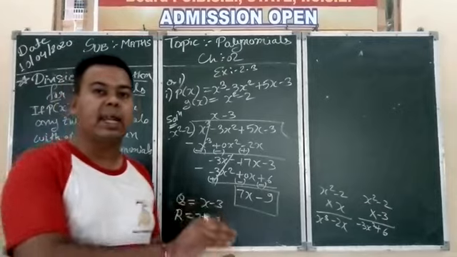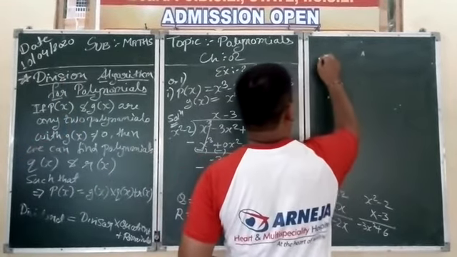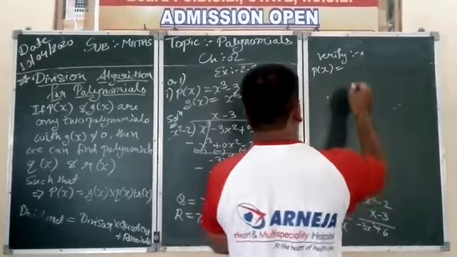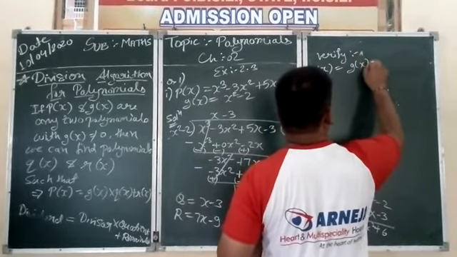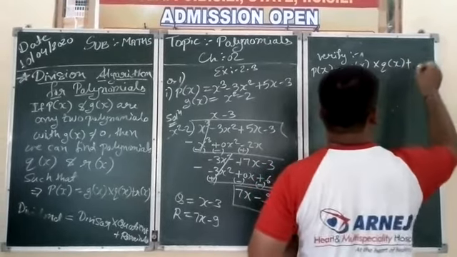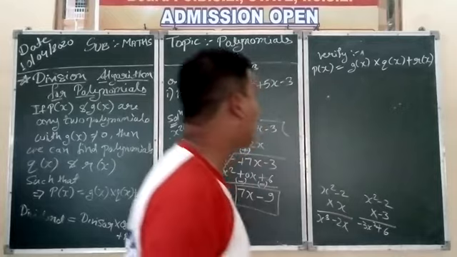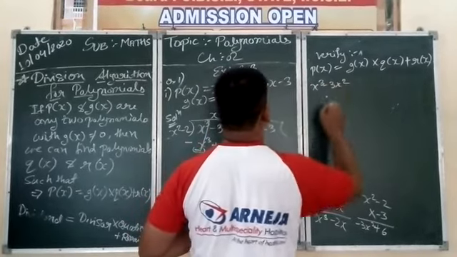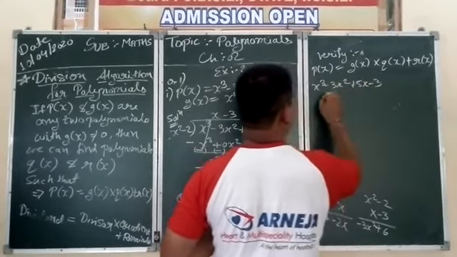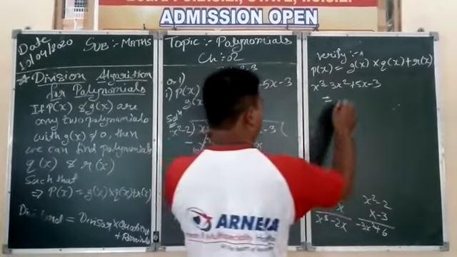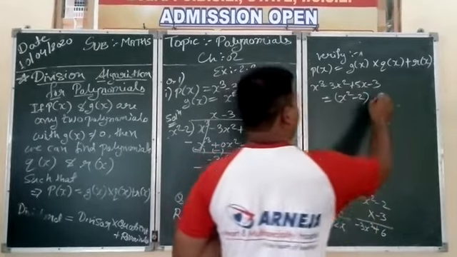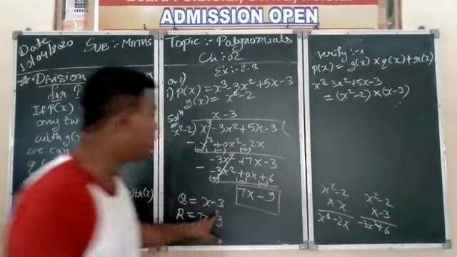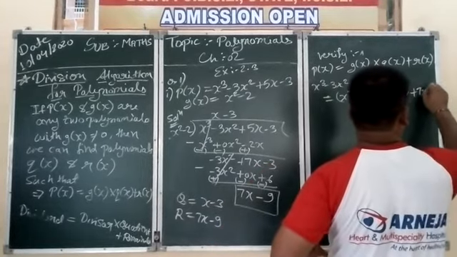Now we check whether our answer is correct or wrong. So verify our answer. p of x is equal to g of x into q of x plus r of x, the remainder. p of x is already given as x cube minus 3x square plus 5x minus 3, and g of x is x square minus 2, into q of x, which is x minus 3, plus the remainder 7x minus 9.